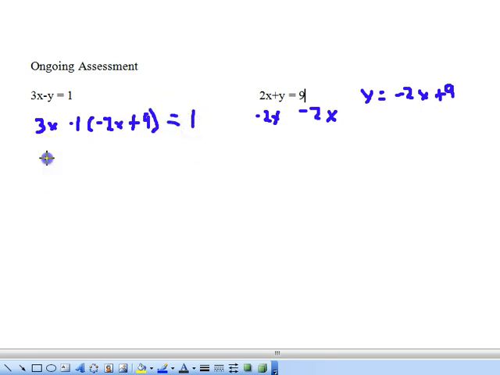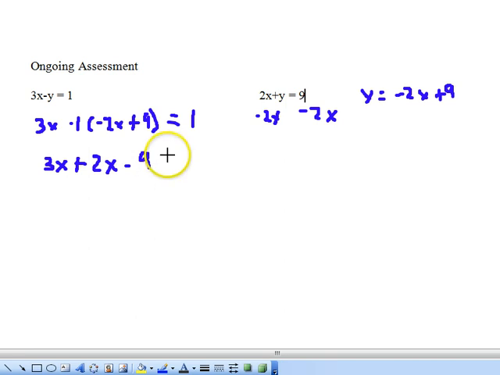Okay, and then 3x. And then we've got to figure this out. We've got to multiply this 1 into these two numbers. So negative 1 times negative 2 is positive 2. So 3x plus 2x. Okay, and then negative 1 times 9 is negative 9.